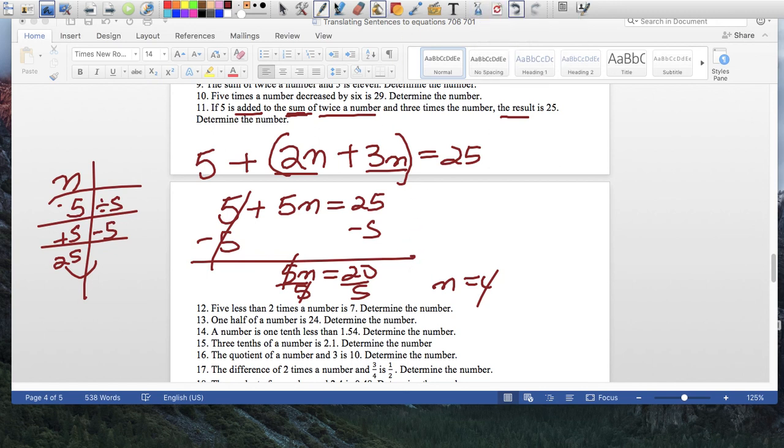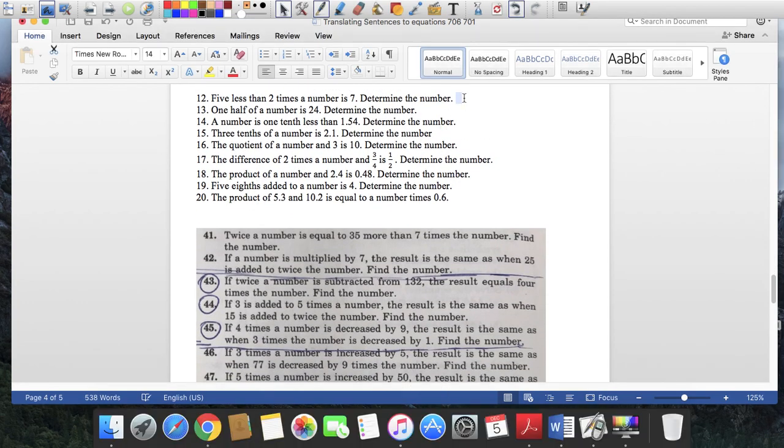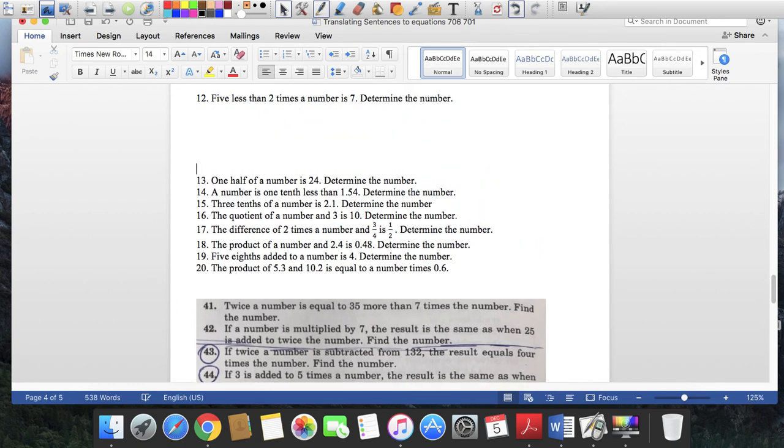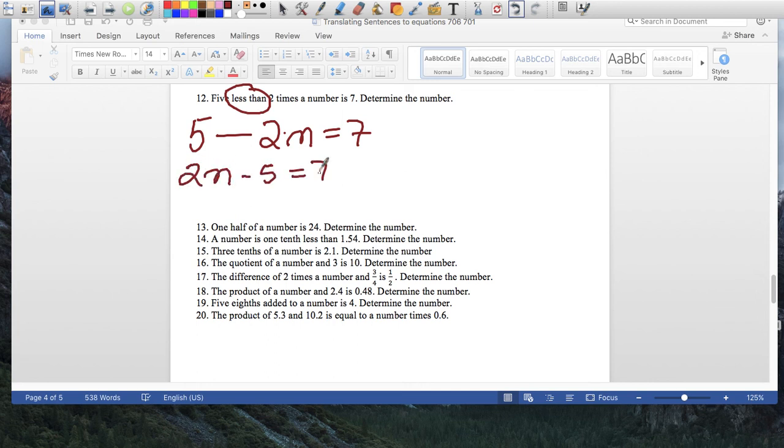12. For 12, it's 5. Less than is minus. 5 less than 2 times a number equals 7. Am I done? No, because it's less than. So I'm going to do 2n minus 5 equals 7. So now, I'm not going to make my story, but I know it's plus 5, plus 5.